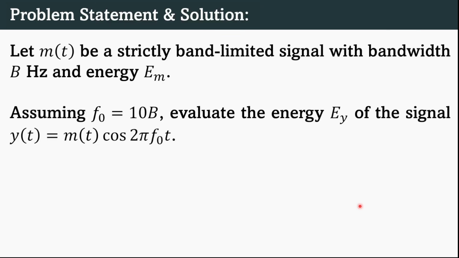So what have we seen in this video? We have seen that the energy of a modulated signal is half the energy of the message signal, provided the positive and negative shifting of the spectra are wide enough that they do not overlap with each other. In a typical communication setup, this is usually the case.